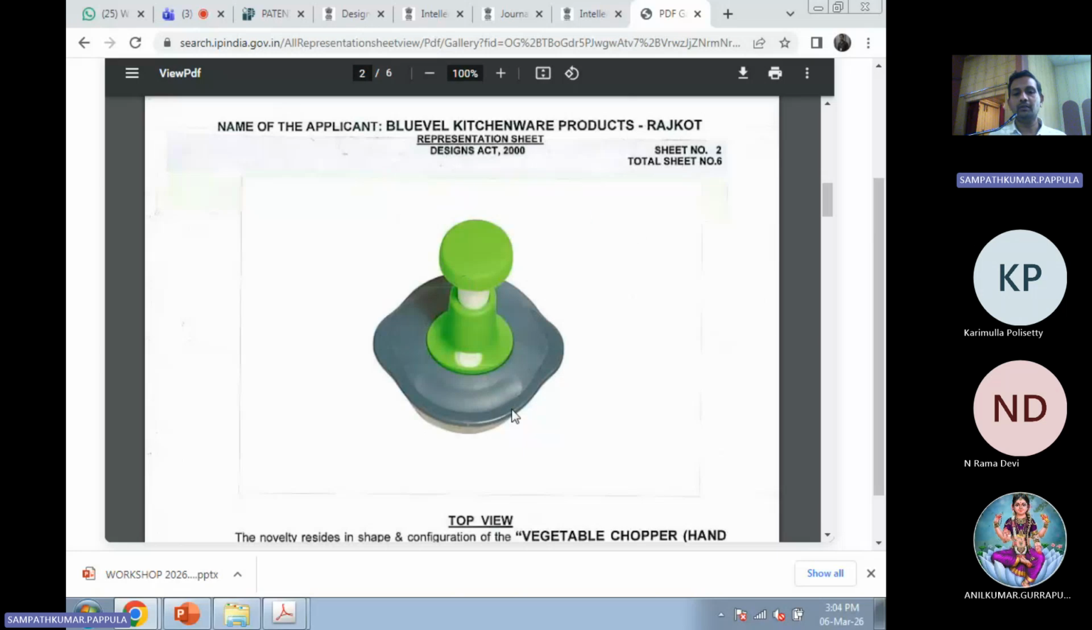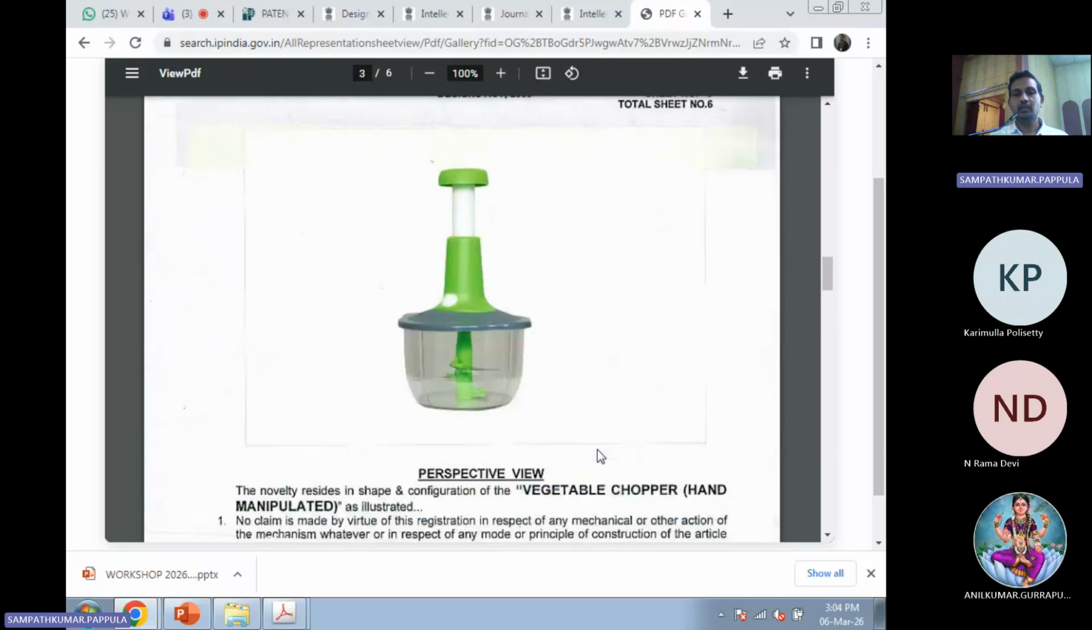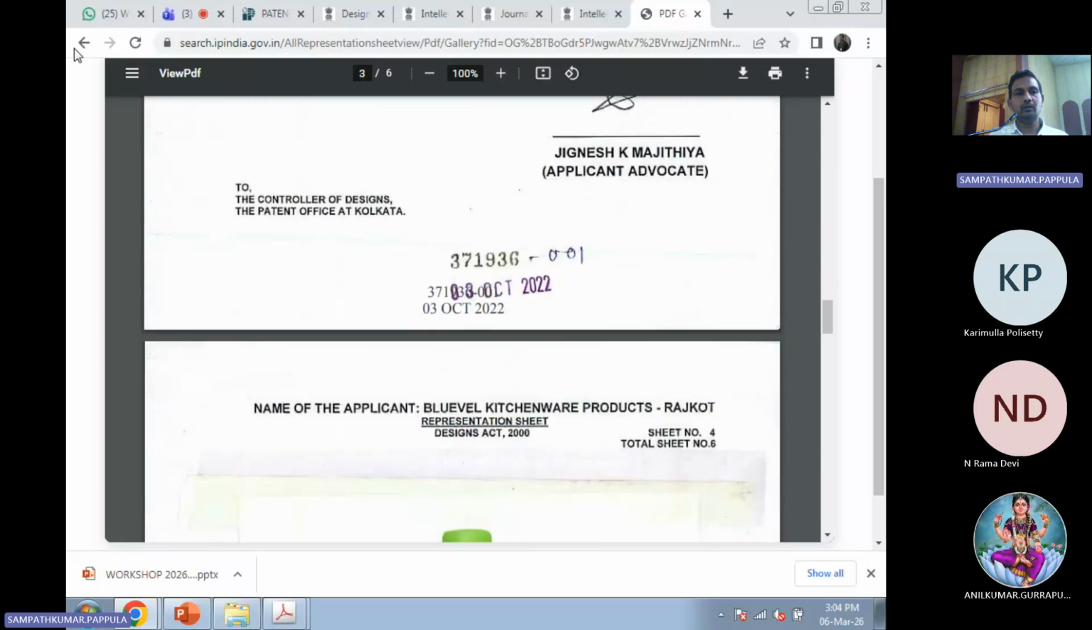No one else will take this one. If I want to do this, I need to take permission from him only, by paying money, not free, for up to 20 years. It was published in October 2022. So like this, we can also design anything.